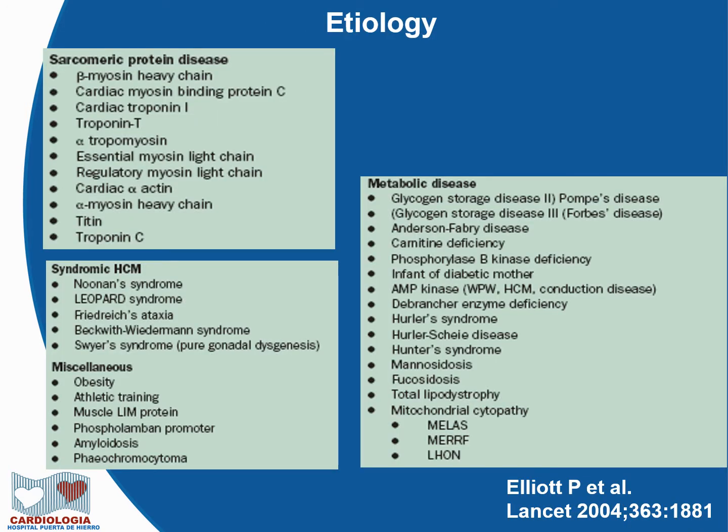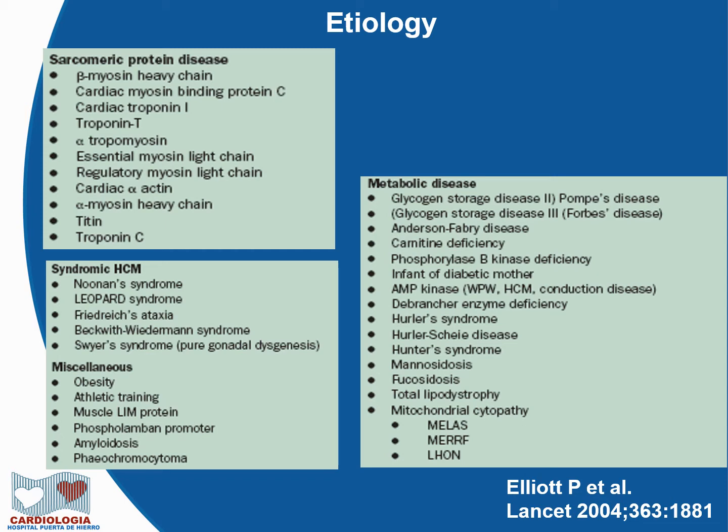Moving on to etiology, the cause of hypertrophic cardiomyopathy can be very varied. The most common cause is sarcomeric protein disease, with different genes involved in the sarcomere, whose mutations can be the cause of HCM. For instance, beta-myosin heavy chain or cardiac myosin binding protein C are the most common genes involved.